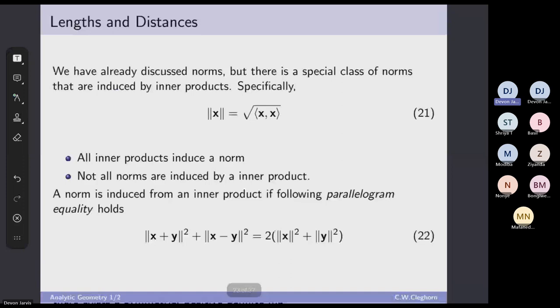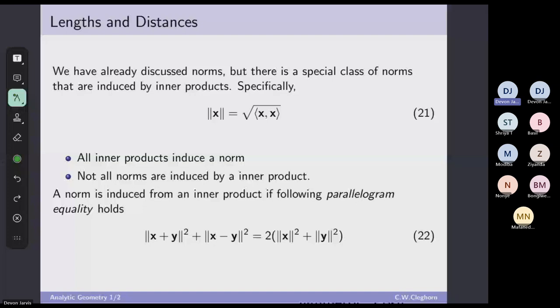So then lengths and distances. We've already discussed norms, but there's a special class of norms that are induced by an inner product. Specifically, it's when we take an inner product and square root the thing, like that. Okay? So you also can't get a negative out of the square root. So all inner products induce a norm. Not all norms are induced by an inner product. I know the slides say that we're going to do something more general, and I'll touch on it at the end for interest's sake. But in general, I care far more about the linear algebra and the geometry of this.